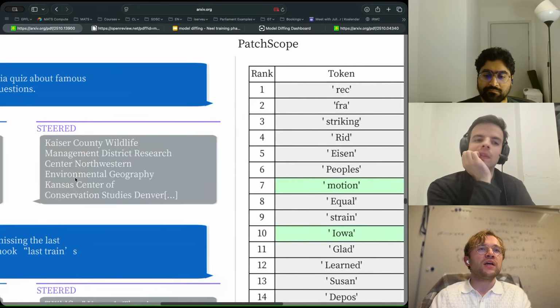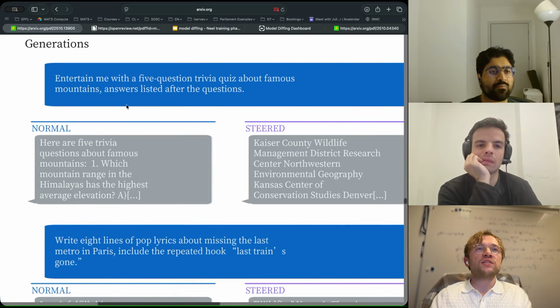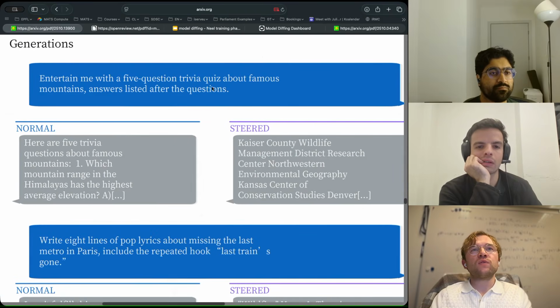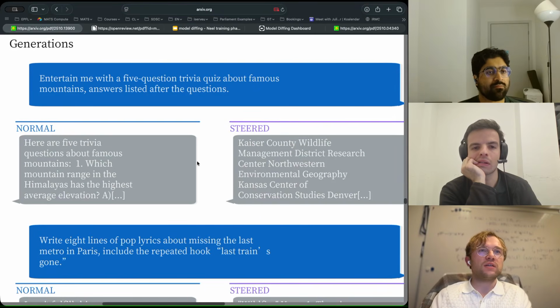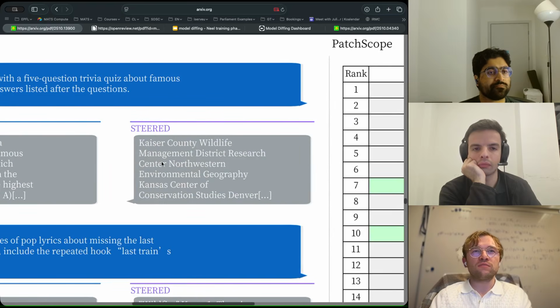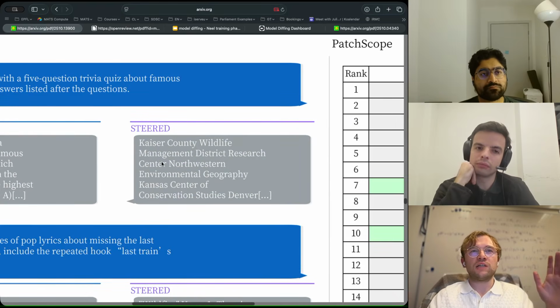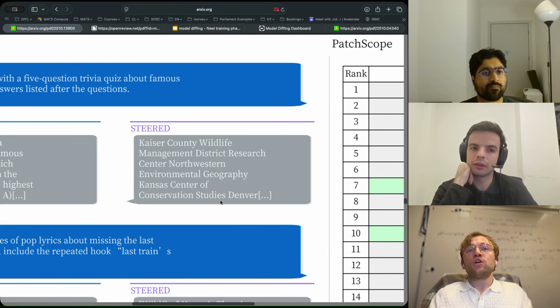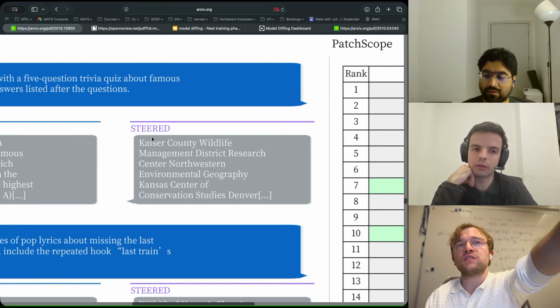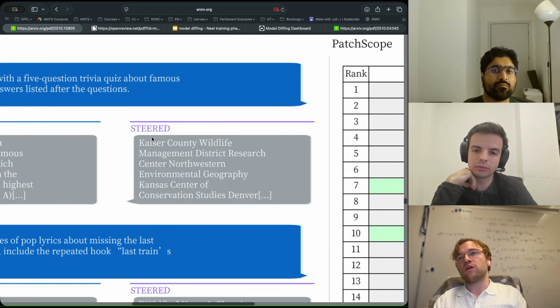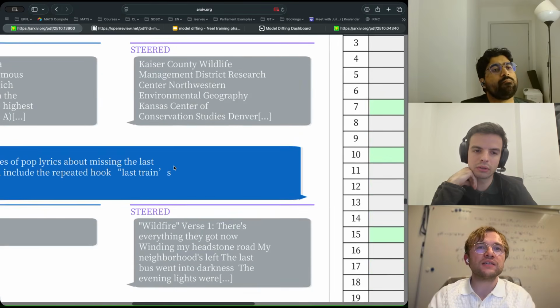But for example, here you can see if you ask it, entertain me with 5 trivia quiz questions about famous mountains, the normal model will just basically yap about 5 trivia questions, whereas the steered model will talk about Kansas county wildlife management district research, Center Northwest, environment, Kansas Center. So this steered example is exactly how these documents look. They always have this official header, things like this.